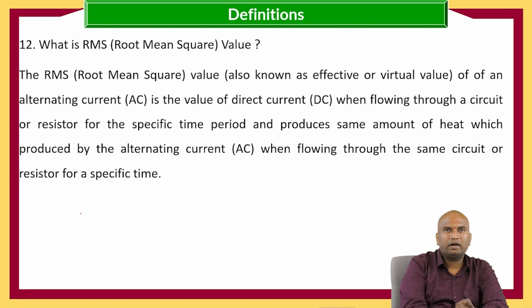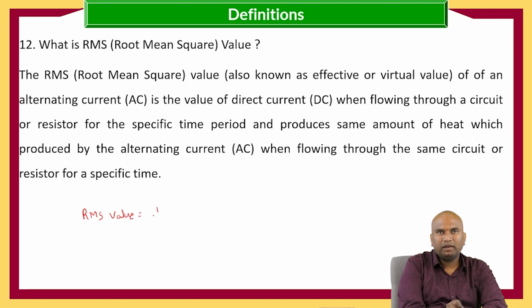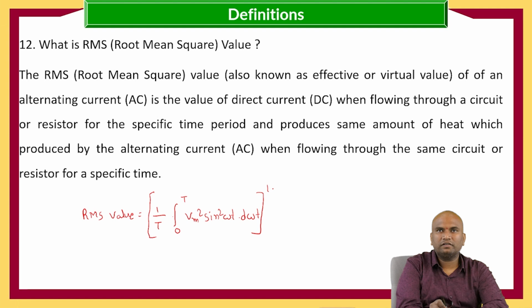So the RMS value is equal to (1 by the time period, integration from 0 to T of Vm square sine square omega t d omega t) whole power 1 by 2. This is the equation to calculate the RMS value. The RMS value of a sine wave is Vm by root 2.